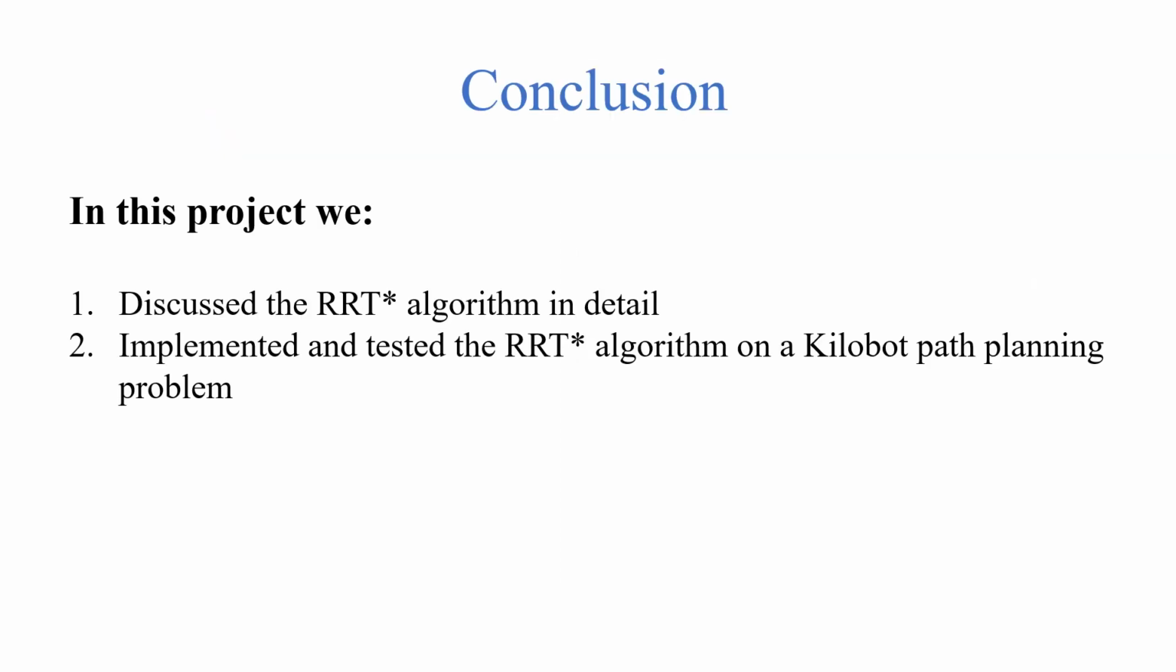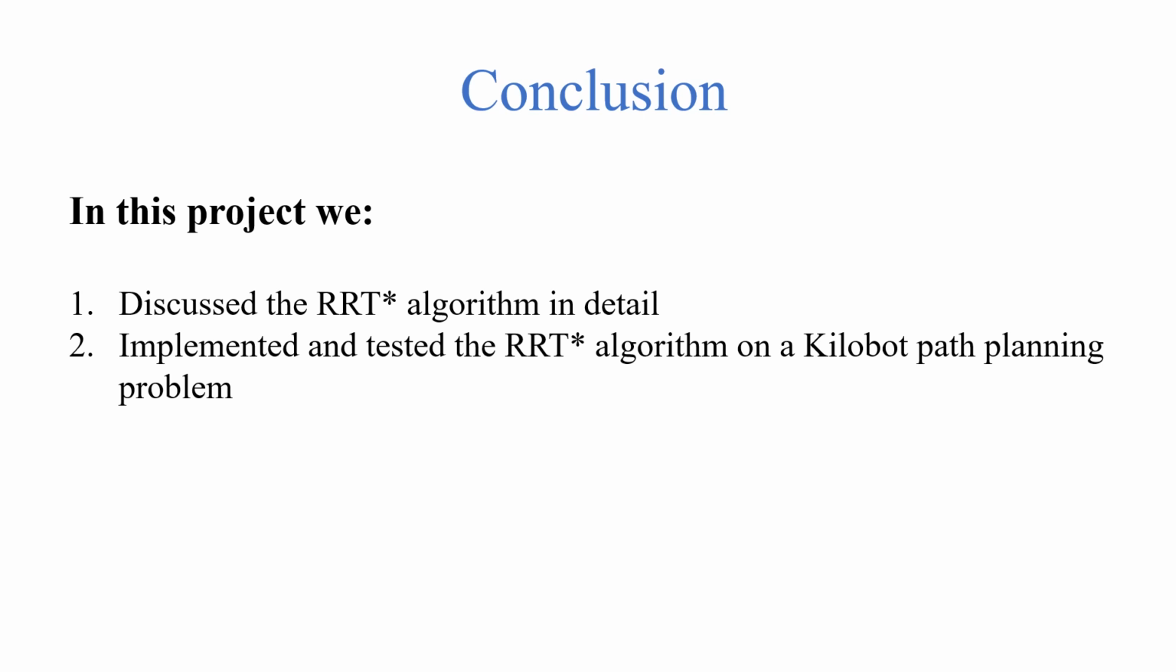Now, as a conclusion, in this project, we discussed the RRT star algorithm in detail. We implemented and tested the RRT star algorithm on the kilobot path planning problem. So just to recap a little bit, the RRT star was able to find the optimal path. It's also asymptotically optimal. That is, it can always find the optimal path if the number of nodes is large enough. And as we saw, this is a huge improvement on the RRG because it does not require that much memory, because it does not need to store that many edges. The graph is not complex, it's actually a tree, and it just utilizes the rewiring process to optimize the cost of each node.